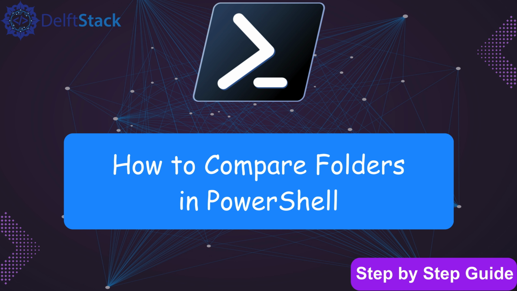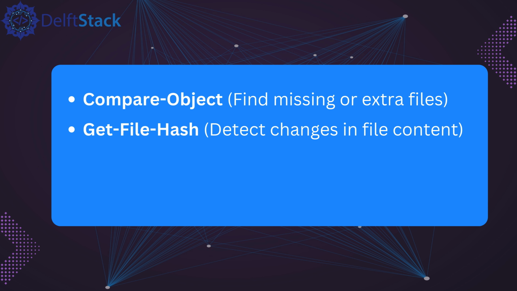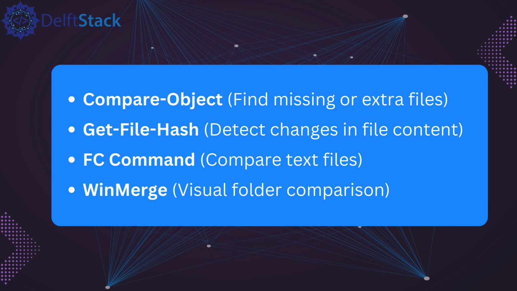Here is a quick look at the 4 methods we will cover. 1. Using Compare-Object. Great for checking file names and detecting missing files. 2. Using Get-FileHash. Best for finding files that have changed content even if the names match. 3. Using the fc command, a built-in tool for comparing text-based files. 4. Using WinMerge, a free tool for visual side-by-side folder comparison. Alright, now that you have the big picture, let's dive into the first method.